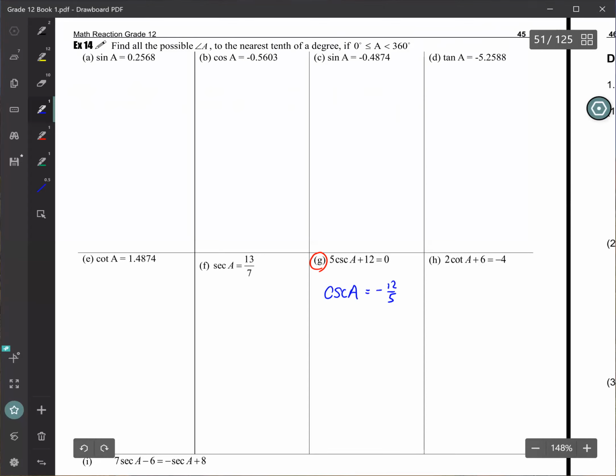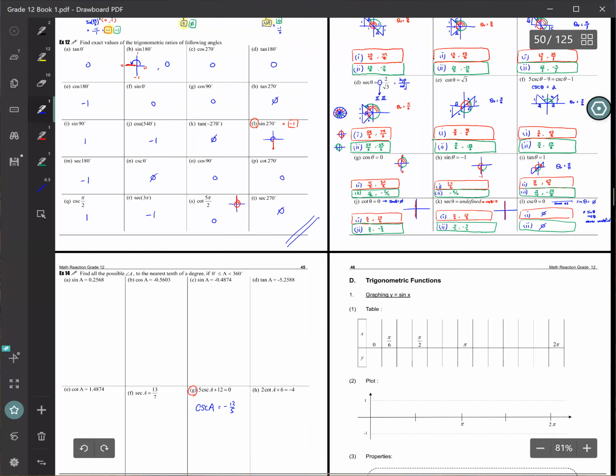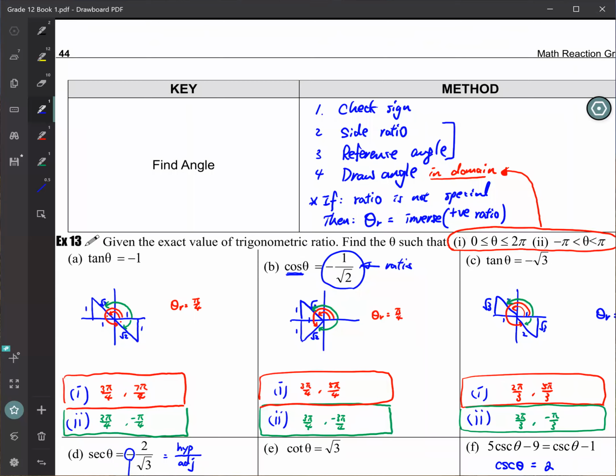Okay, so that's the first step, right? You have to make it look like other questions. So after that, we just follow the same 4 steps. The 4th step is still the same. It's only the 2nd step and 3rd step you are going to use calculator. So we still begin with check sign.